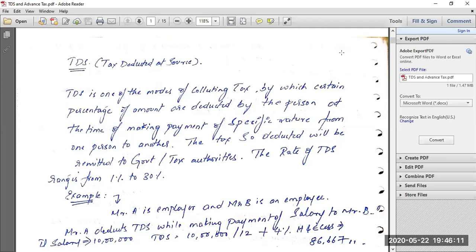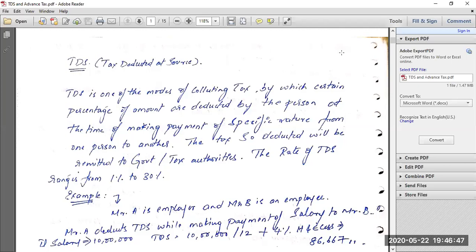Deducted at source means that whenever one person is making payment to another person, before making the payment, out of the total amount which he is paying to the other party, a certain percentage will be deducted, and only the balance amount will be paid to the other party. The amount so deducted is called tax deducted at source. Once this tax is deducted, it has to be remitted to the government or tax authorities, and the rate of TDS ranges from 1% to 30%.